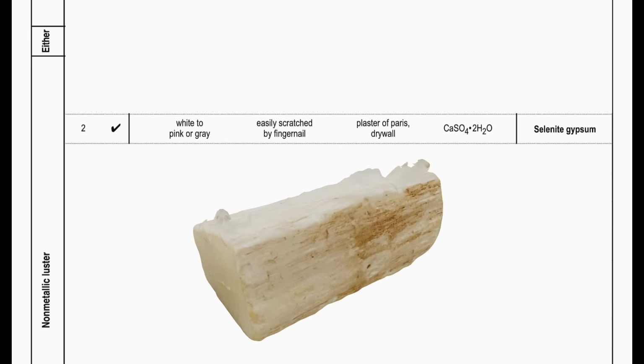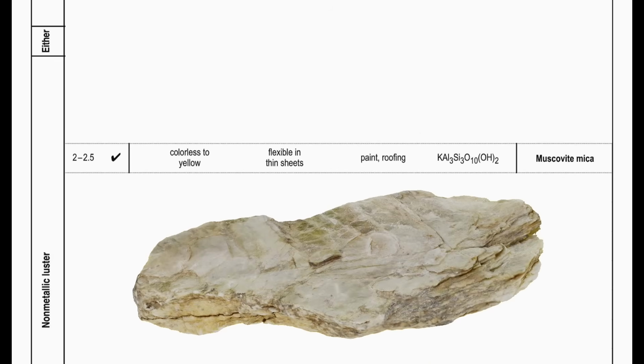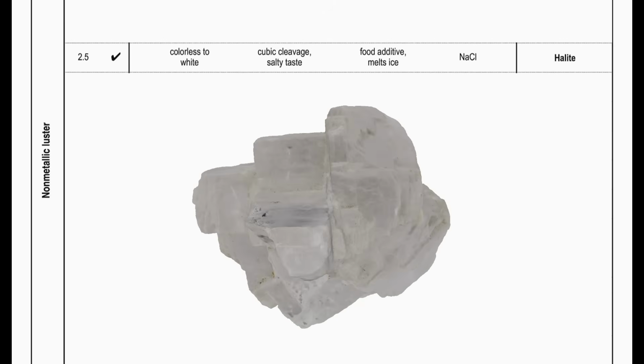Selenite gypsum, very soft, used in drywall, so it's ground up and turned into drywall panels that are used in construction. Here we have muscovite mica, really interesting mineral. This is one of the ones that cleaves into these thin sheets. A little harder still is halite, which is salt, and if you taste it, it tastes like salt, often used to melt ice in the wintertime.